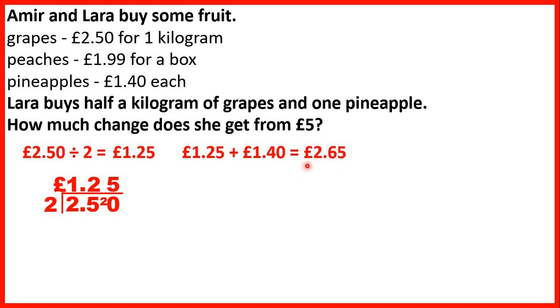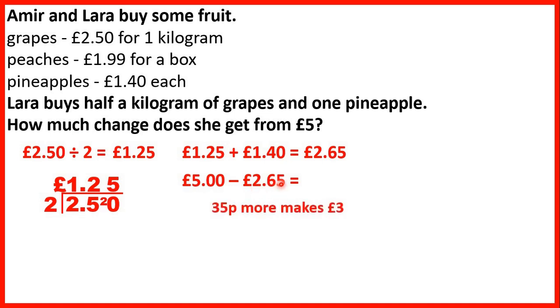But the question doesn't ask how much does she spend, it asks how much change does she get. So we need to subtract what she spends from £5. So work out £5 minus £2.65. We could use column subtraction for this, or we could count on.